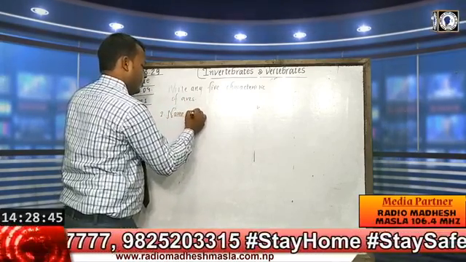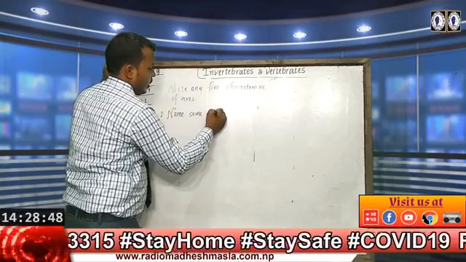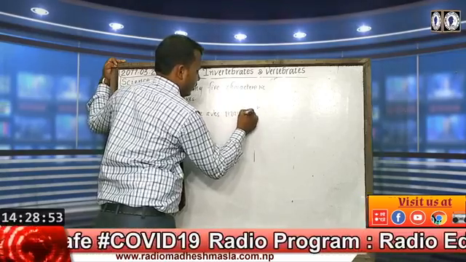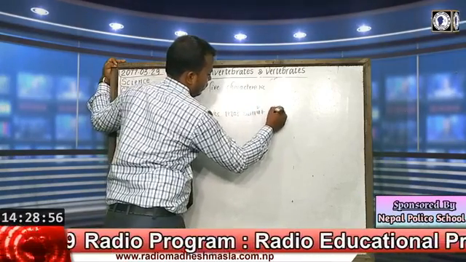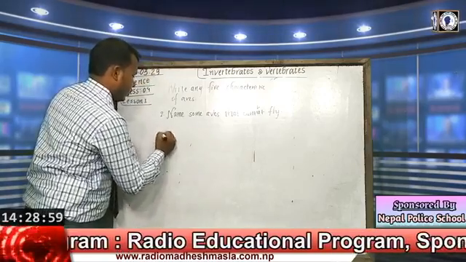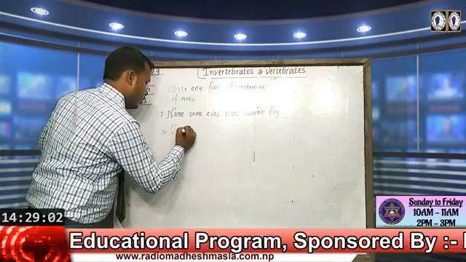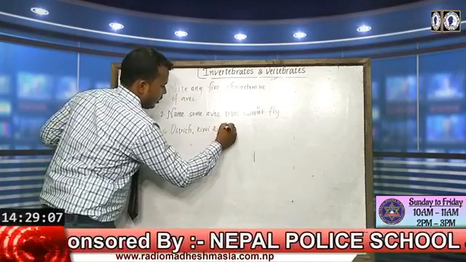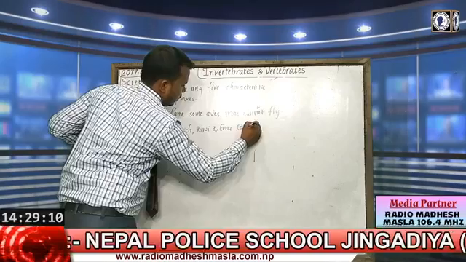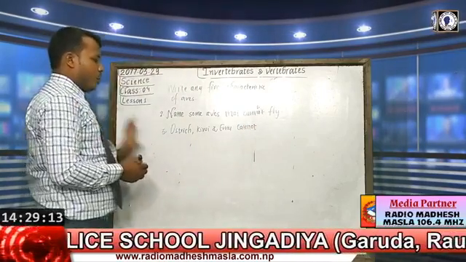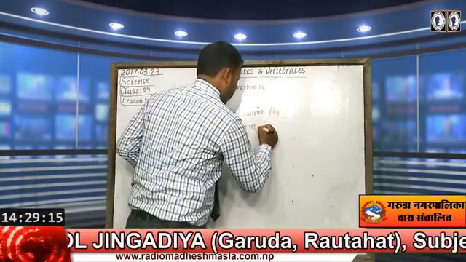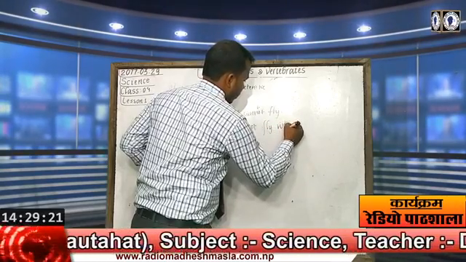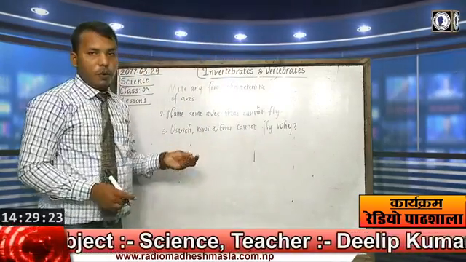Name some aves that cannot fly. Ostrich, kiwi, and emu cannot. These all are birds, but cannot fly. Why? Give reason. Yeah, these all are the homework.